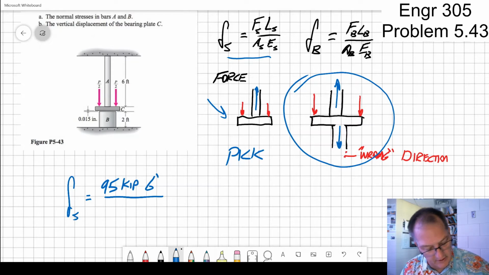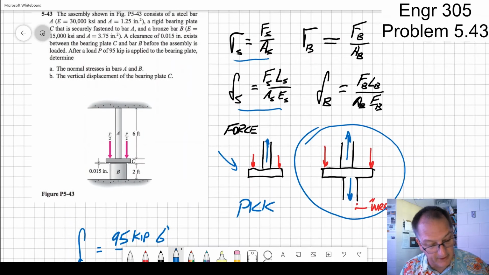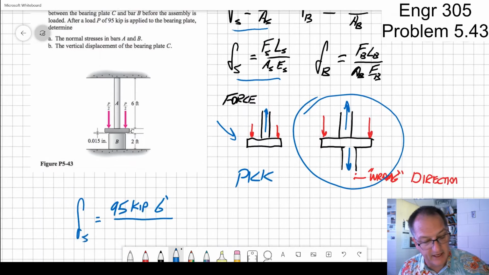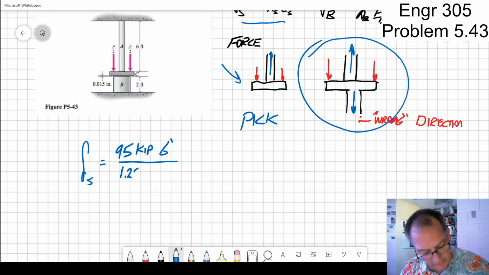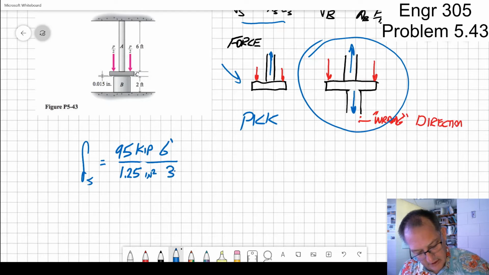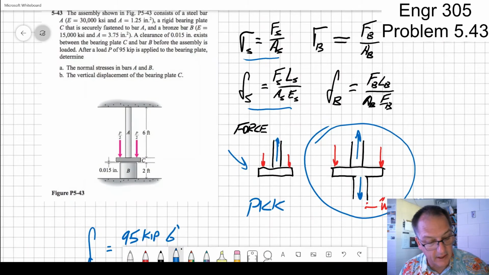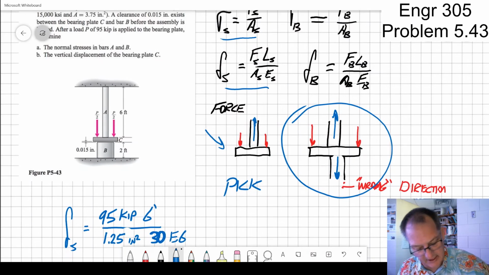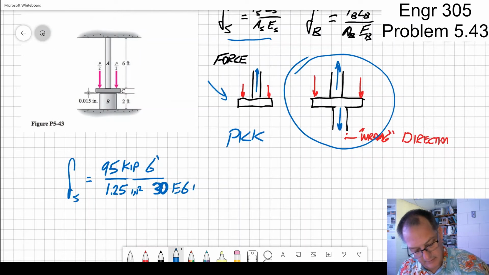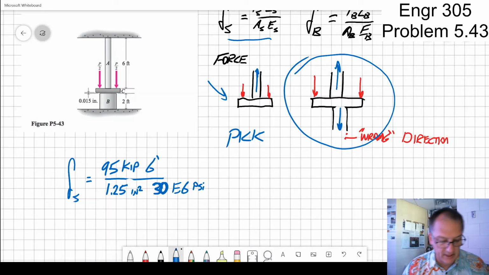6 feet divided by, and now I already have a, yeah, we're going to run into a little problem here. Area of the steel is 1.25 inches squared. I don't want to do that. I want to do 1.25 inches squared. And the Young's modulus for steel is 30 E6, right? It's 30,000 KSI, so that's 30 E6 PSI.